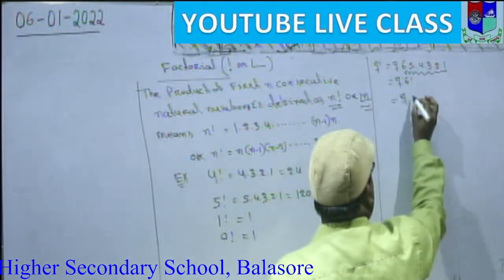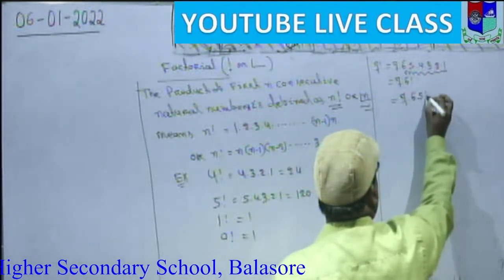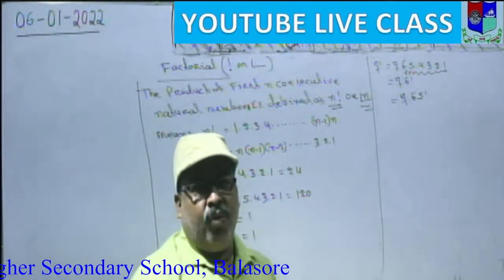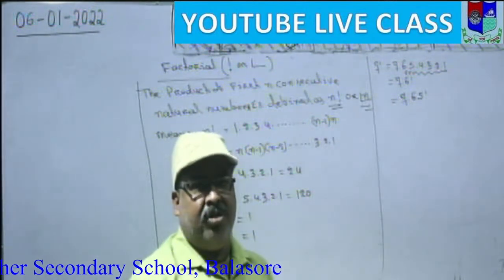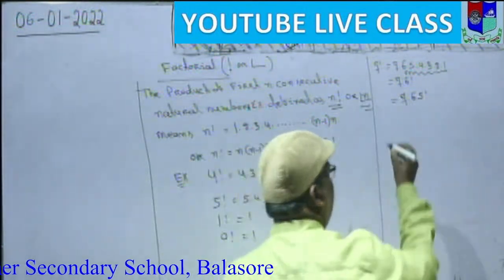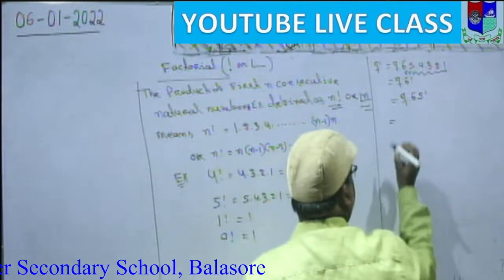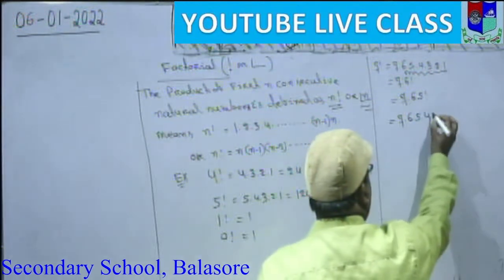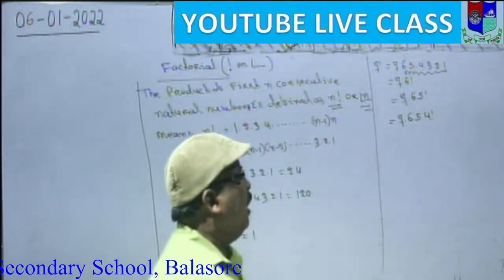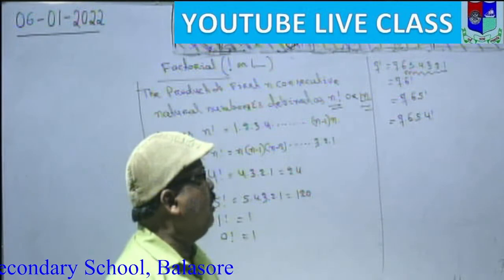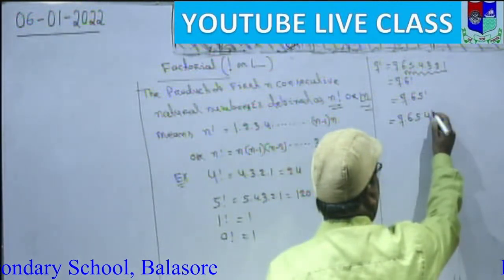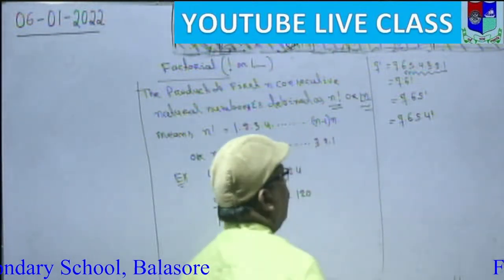Similarly, one may write this as 7 into 6 into 5 factorial. So 7 into 6 into 5 into 4 factorial, like this.